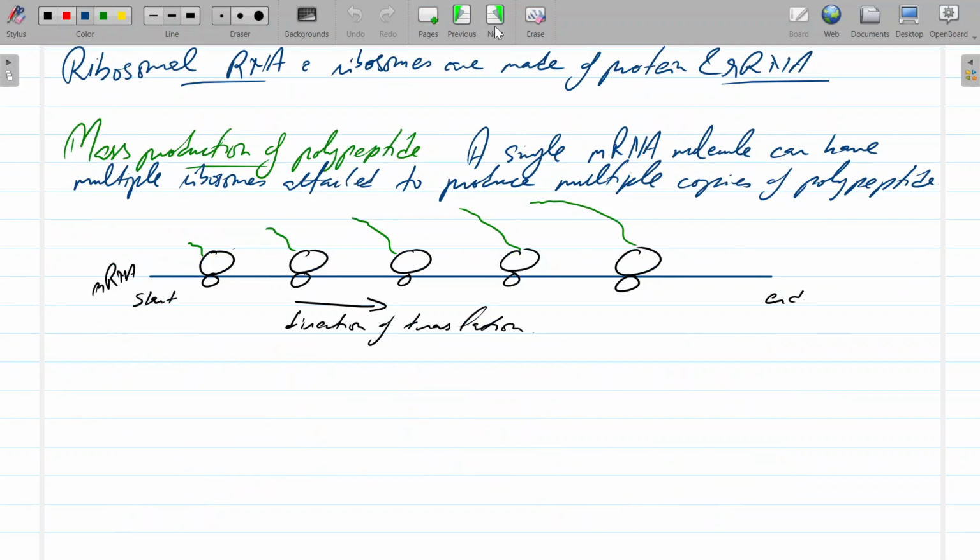And then there is mass production of polypeptides because you have multiple ribosomes attaching to a single strand of mRNA to produce multiple copies of that polypeptide. And again, that depends on what the utility of the polypeptide is. It could be a neurotransmitter, so you want more of those available, right? For example, or digestive enzymes, and so you want obviously more than just a single molecule of the enzyme.